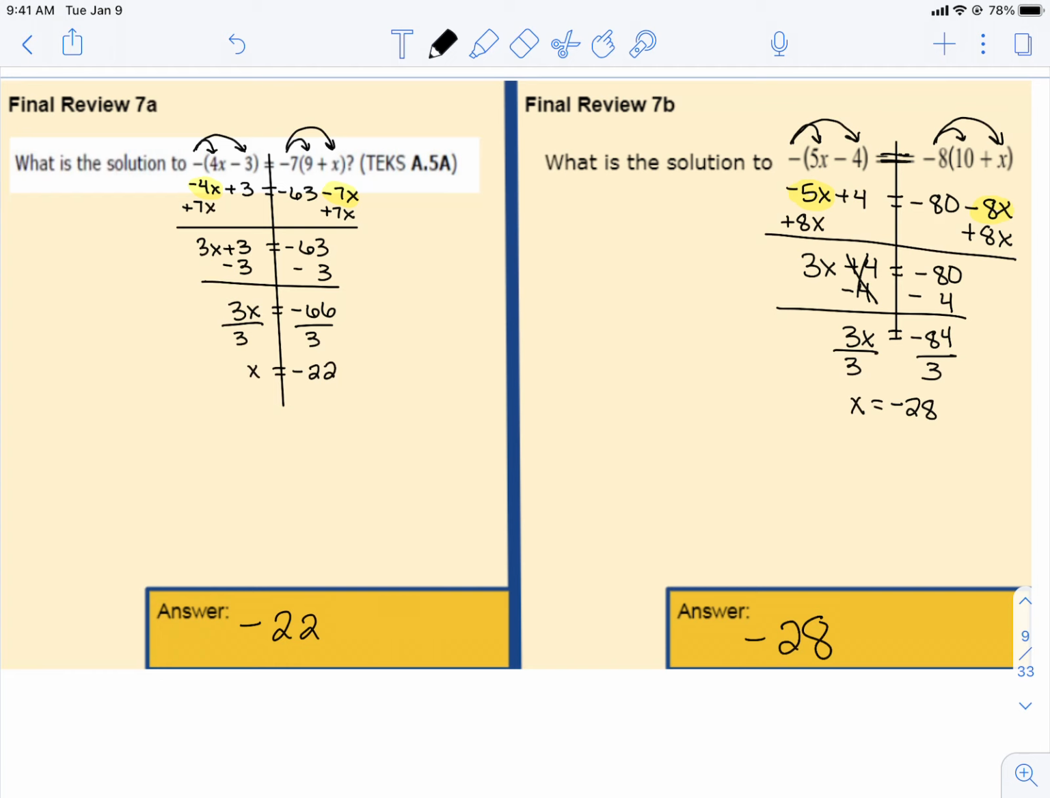Yep, that's it for solving equations. Not too bad. And if you ever doubt yourself, you could plug these numbers back in for x to make sure that both sides equal each other.